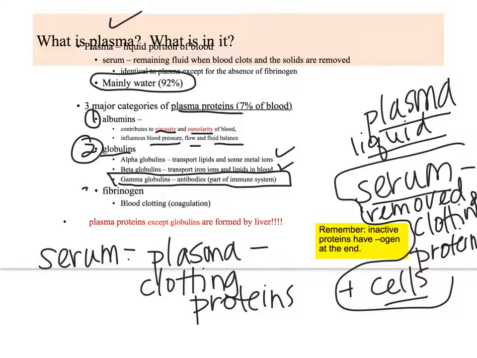Okay, now the third plasma protein is fibrinogen, and fibrinogen is the precursor to fibrin.